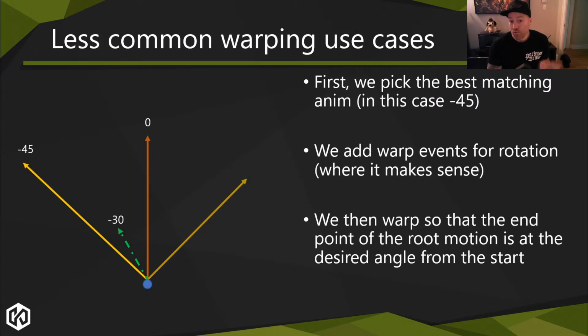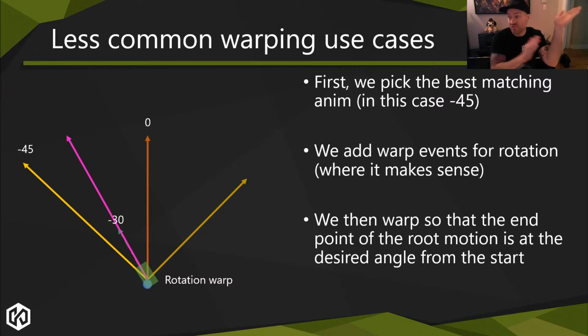So what we do is we'll put a rotation event at the start of the animation. And then we'll say, hey, just warp it so that the endpoint of the animation, which doesn't need an anchor bone or anything, is at a 45-degree angle. So that where the character ends up and where the character starts, that angle is exactly 30, and we get exactly 30 degrees on the way out.